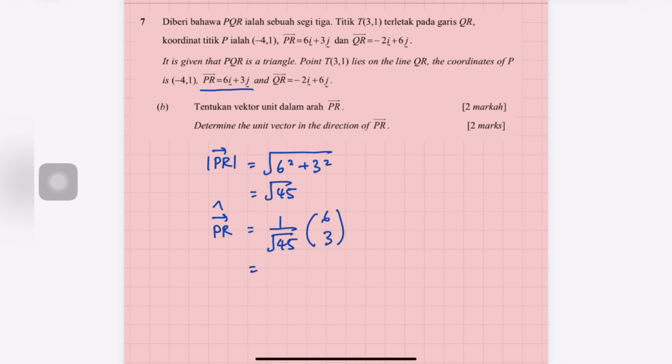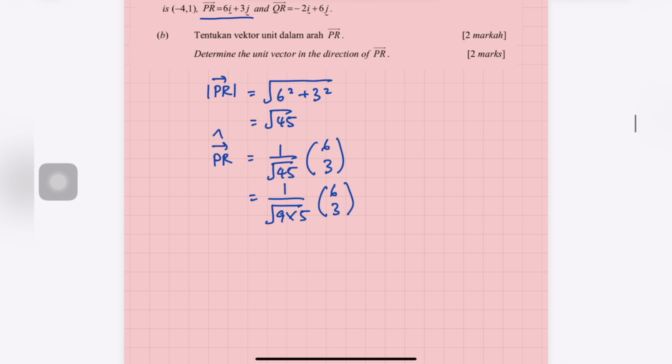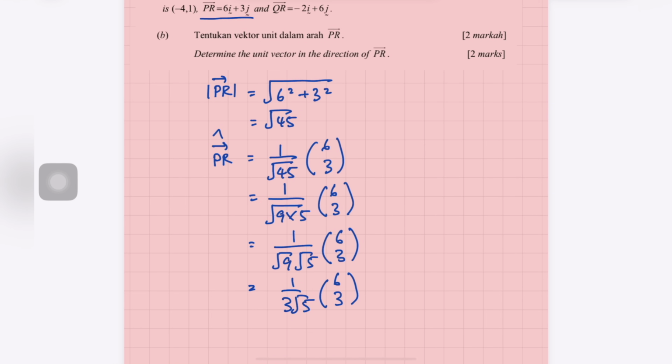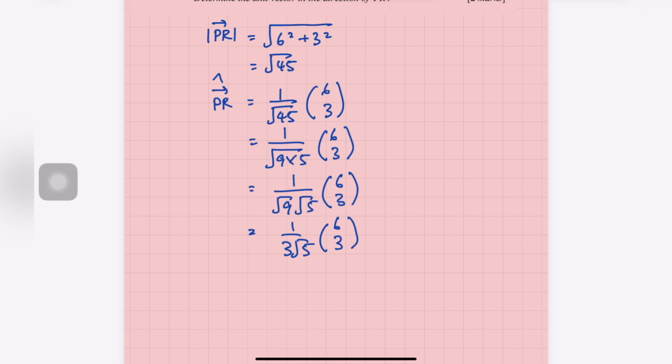Okay, actually square root 45 we can simplify. 9 times 5. Okay, 6, 3. So this one is 1 over square root 9 times square root 5. Okay, 6, 3. So square root 9 is 3. So 1 over 3 root 5, 6, 3. So kita boleh simplify lah. So divide by 3. So this one is 1 over root 5 times 2, 1. Okay, ataupun 1 over root 5 times 2i plus j.